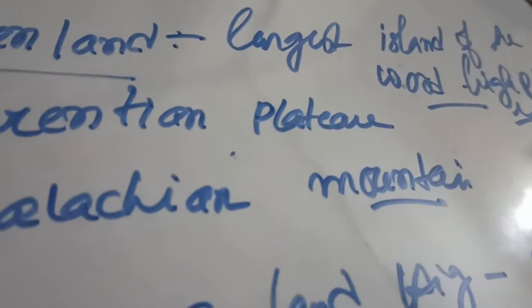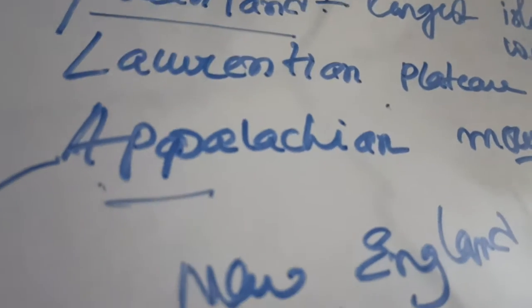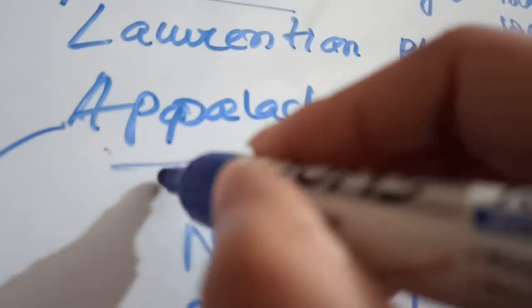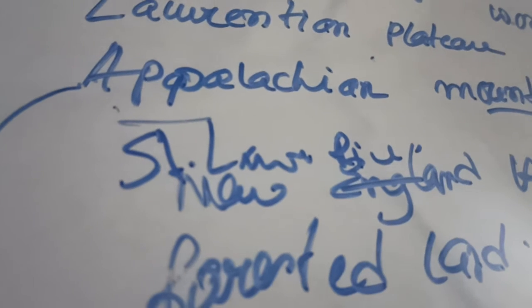This Appalachian and this Laurentian Plateau are separated by a river named St. Lawrence River. Now let us see about this region in the map.